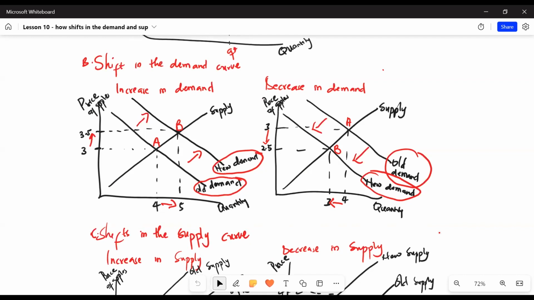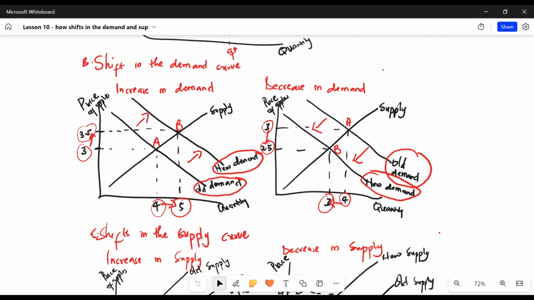Now, what we have here is that an increase in demand shifts the demand curve to the right, creating a new supply equals demand equilibrium, which increases the price from 3 to 3.5 and increases the quantity demanded from 4 to 5. Alternatively, a decrease in demand shifts the demand curve to the left, creating a new supply equals demand equilibrium, decreasing the price from 3 to 2.5 and also decreasing the quantity from 4 to 3.